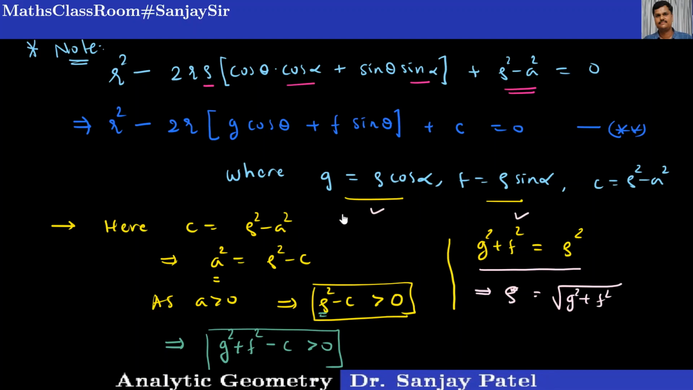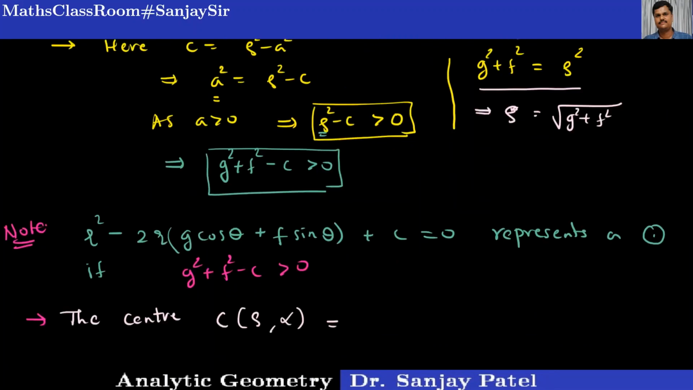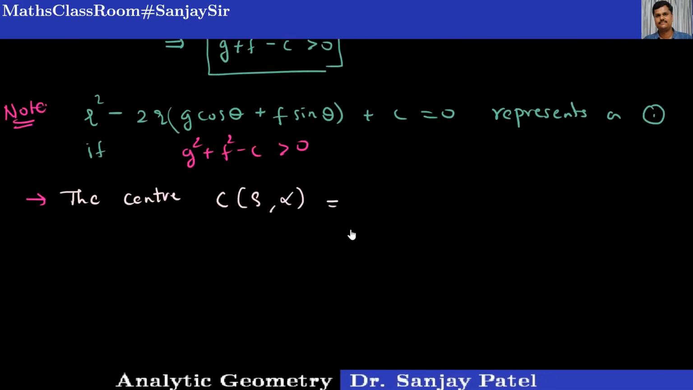If you divide f by g, that rho will be cancelled and you will get sin alpha upon cos alpha, which is tan alpha. So tan alpha is equal to f upon g gives the value of alpha. So rho is nothing but square root of g square plus f square. And alpha, we know that tan alpha is f upon g, so this is tan inverse f upon g.